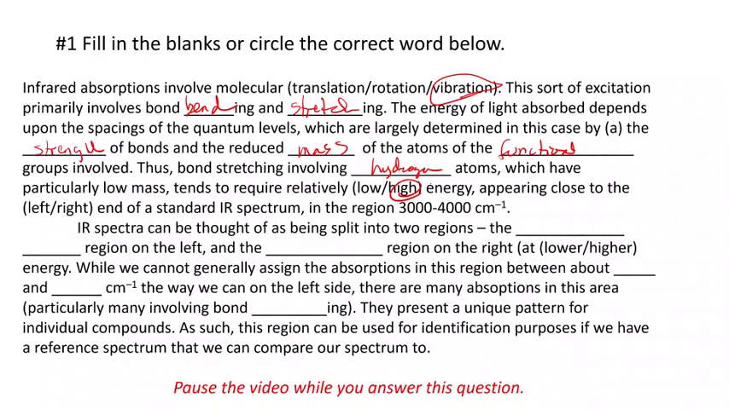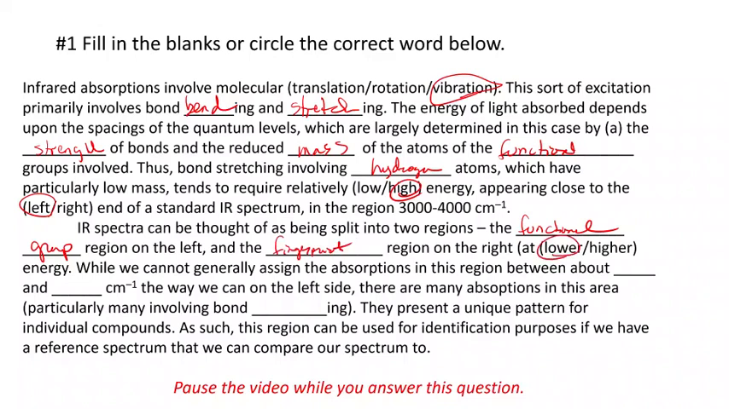Okay, and that leads to a higher energy absorption close to the left end of the standard IR spectrum in the region 3000 to 4000. IR spectra can be thought of as being split into 2 regions, the functional group region on the left and the fingerprint region on the right at the lower end.